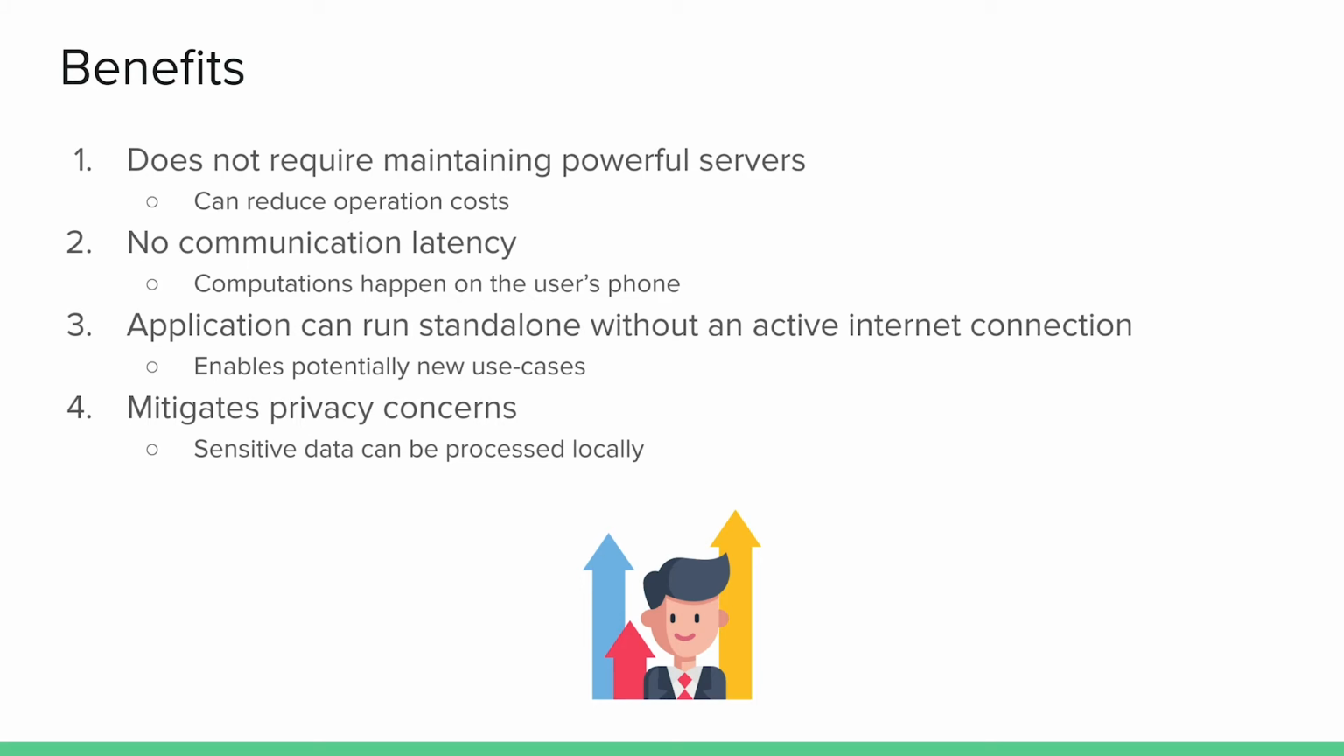The benefits that you gain if you deploy your model inside of an application that runs directly on your smartphone is that you do not have to maintain powerful servers. People won't upload samples to your server where you have to run inference and then send the results back. So it's just using the computational power of your users that they already have. So you can reduce your operational costs. You don't have any communication latency and your application can run standalone even if there is no network connection available.